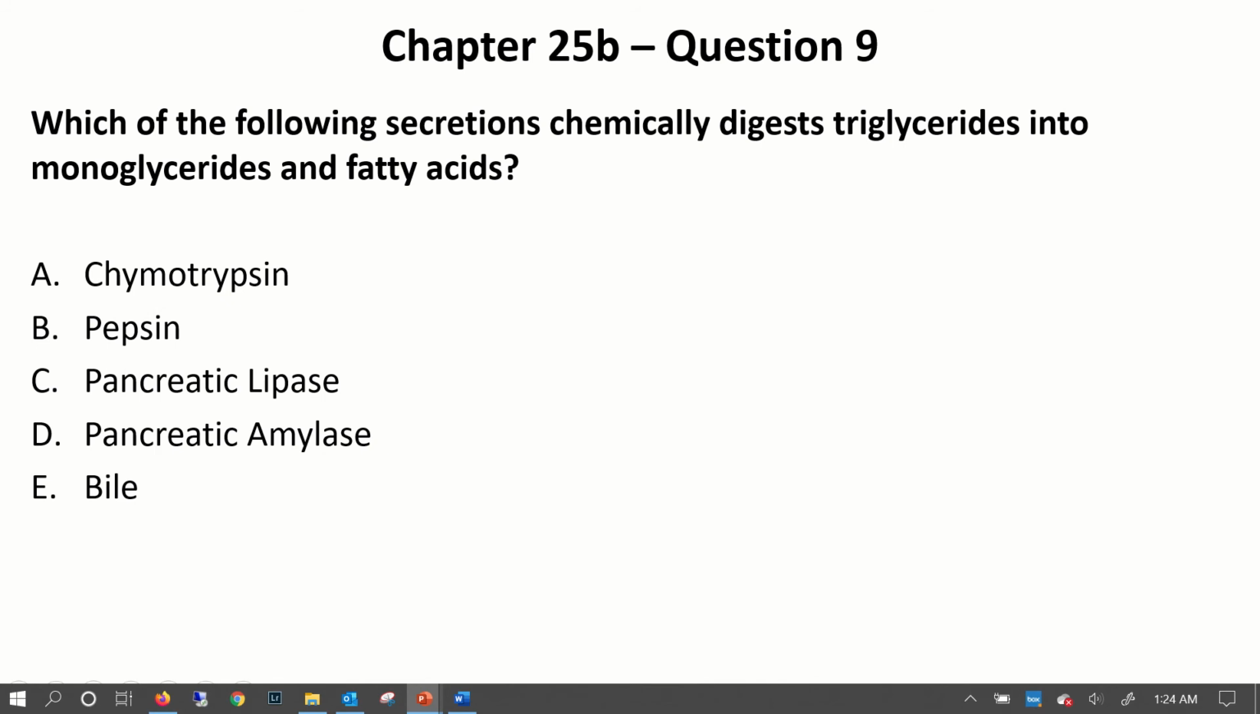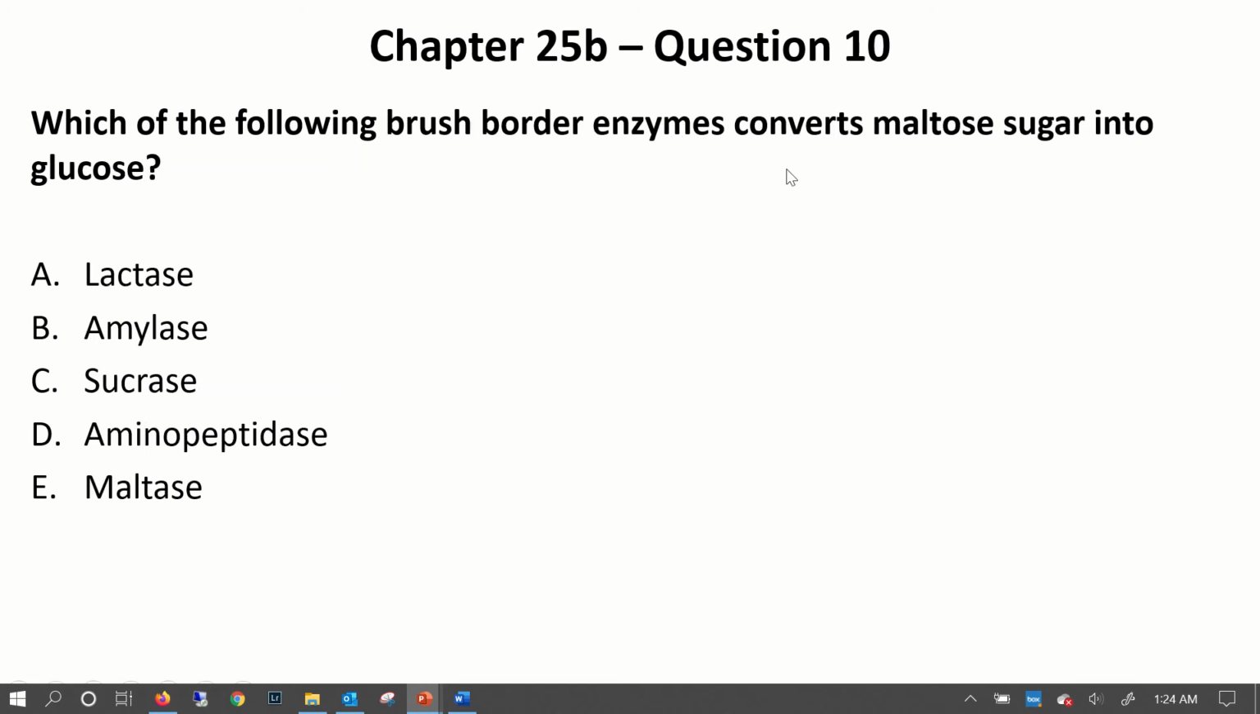The next question, which of the following secretions chemically digest triglycerides into monoglycerides and fatty acids? Is it A, chymotrypsin, B, pepsin, C, pancreatic lipase, D, pancreatic amylase, or E, bile? The next question, which of the following brush border enzymes converts maltose sugar into glucose? Is it A, lactase, B, amylase, C, sucrase, D, aminopeptidase, E, maltase?